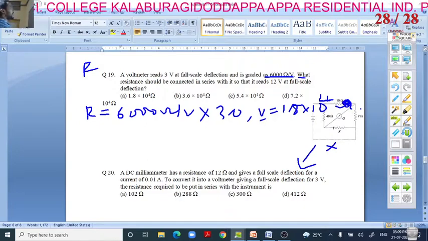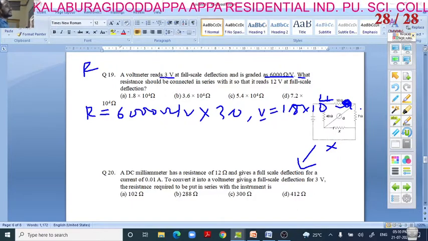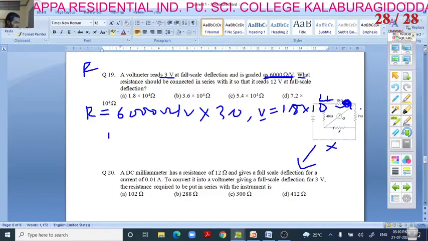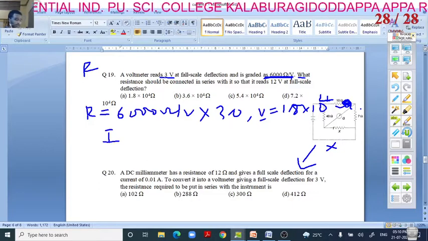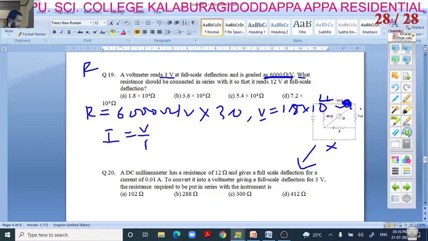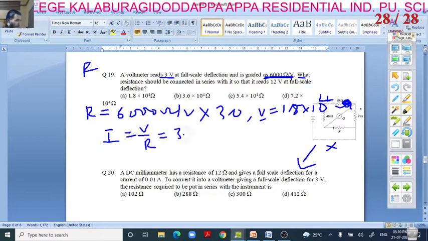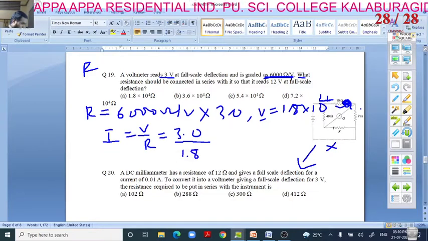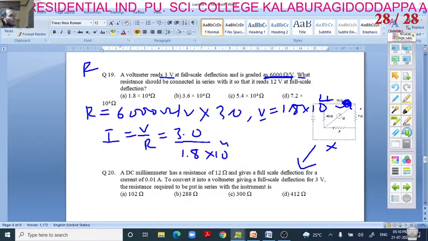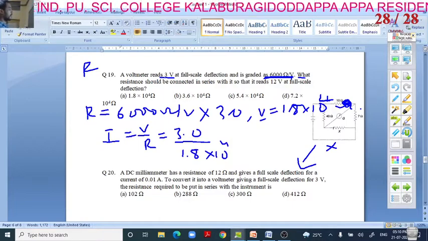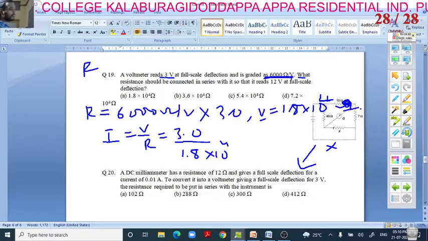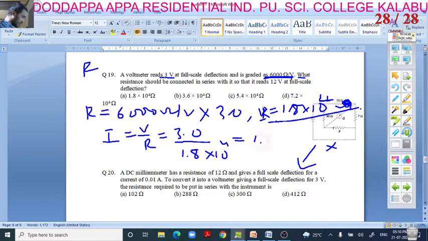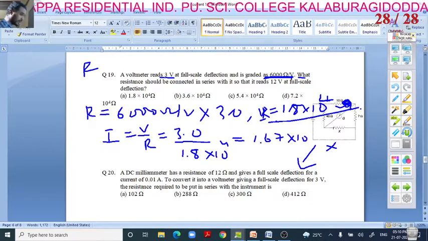Here it is given 3 volt at full scale deflection. At full scale deflection, the current through the circuit is I is equal to V by R, that is equal to 3.0 volt divided by 1.8 into 10 to the power 4. That is equal to 1.67 into 10 to the power minus 4.